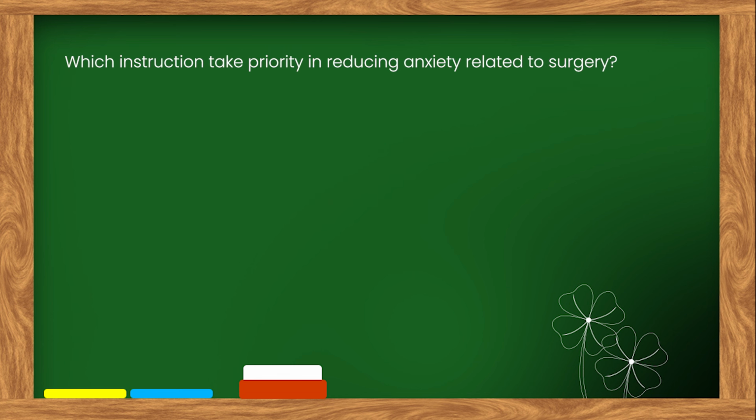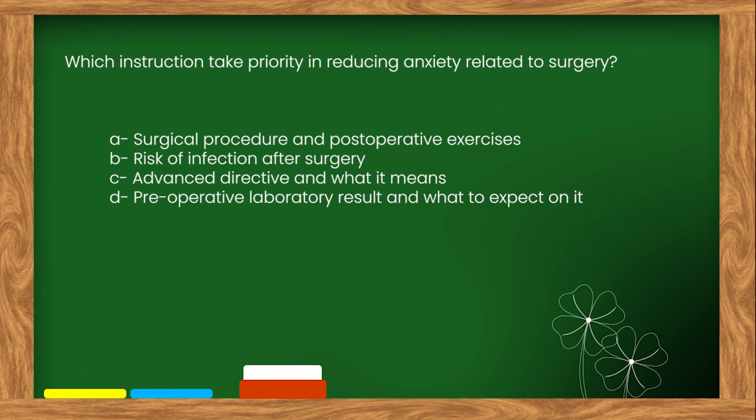Which instruction takes priority in reducing anxiety related to surgery? And the options are A. Surgical procedure and postoperative exercises, B. Risk of infection after surgery, C. Advanced directive and what it means, D. Preoperative laboratory result and what to expect on it.